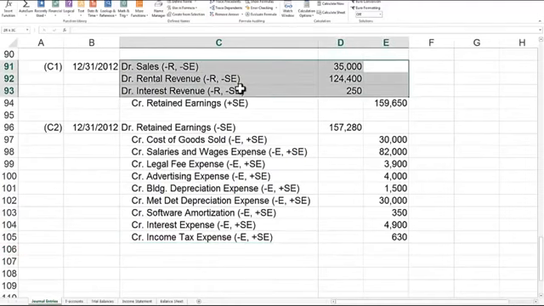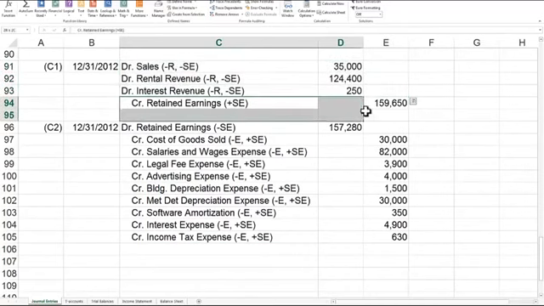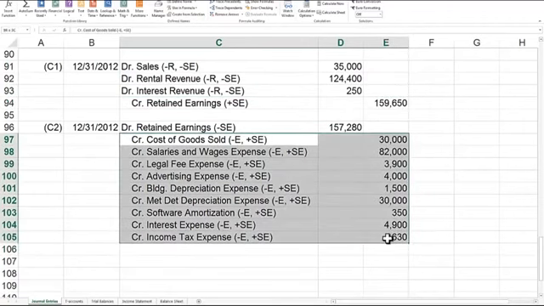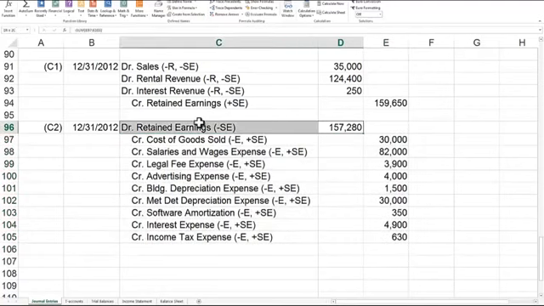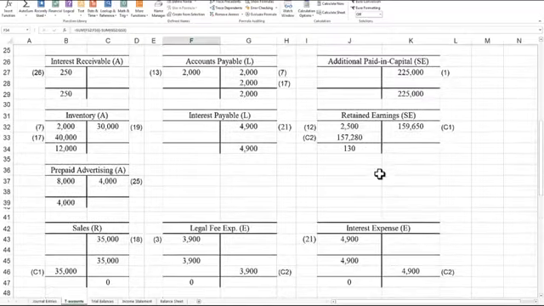So for the closing entries for revenues, we debit all the revenue accounts, which is going to zero them out, and then we add them up and credit the balance to retained earnings. For expense accounts, we credit all the expense accounts to zero them out, total them up, and then that's the debit to retained earnings.